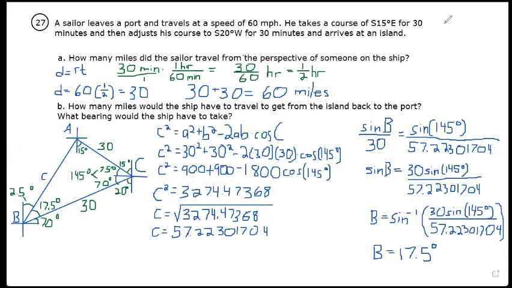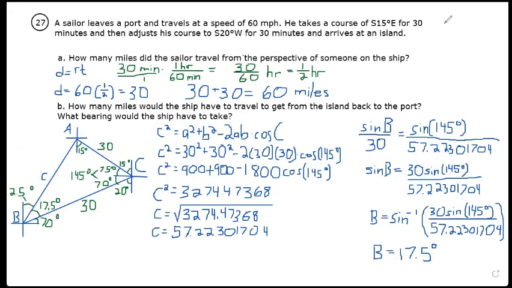Hello. For this video, we're going to investigate a problem that involves bearing, distance, speed, and time. The problem reads, a sailor leaves a port and travels at a speed of 60 miles per hour. He takes a course of south 15 degrees east for 30 minutes and then adjusts his course to south 20 degrees west for 30 minutes and arrives at an island.